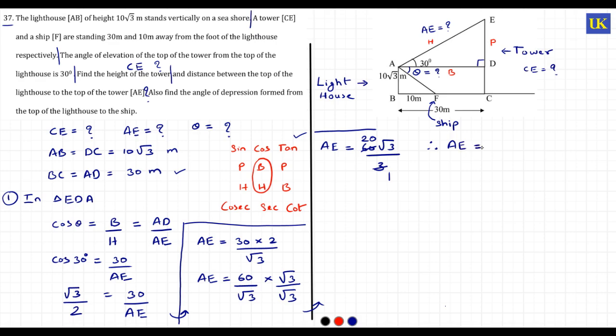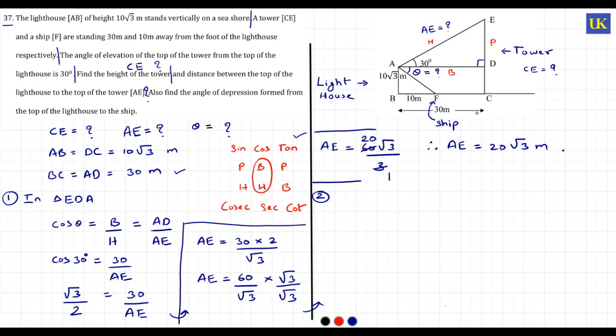therefore AE is equal to 20 root 3 meters. So one of the things we wanted to find out here, AE, they had asked us to find out. So this part we have found out. This part is done. We have the answer now. Now we will find out CE and theta. So one part is over.